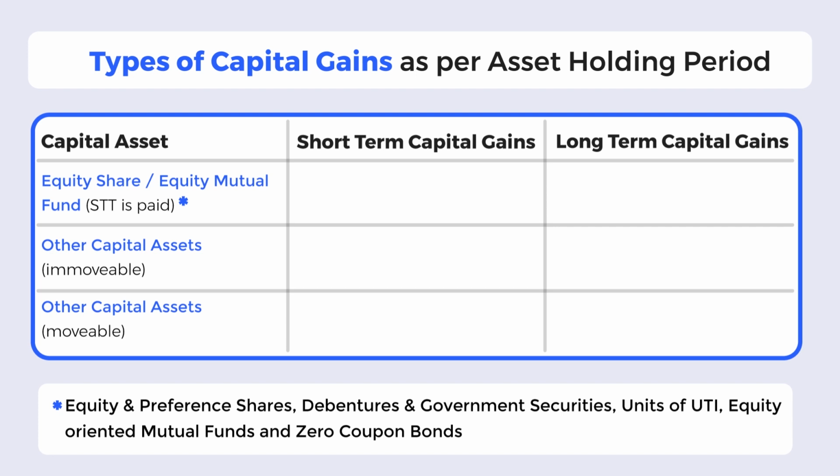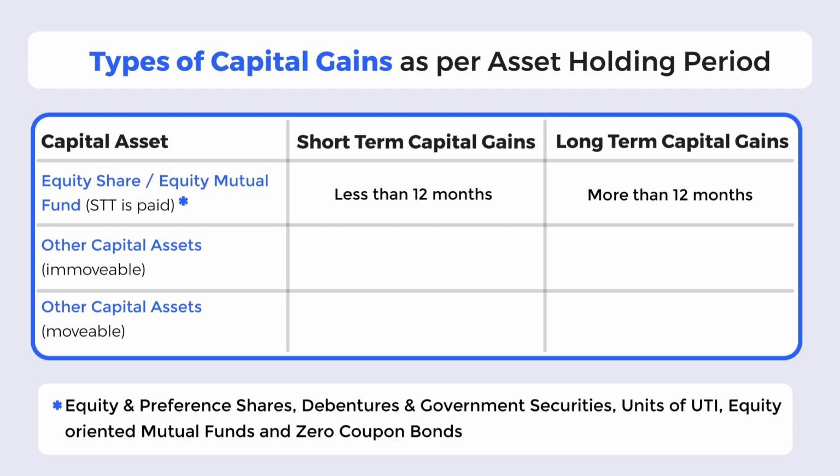For capital assets like equity and preference shares, debentures and government securities, equity-oriented mutual funds, etc., where STT is paid, if such assets are sold within 12 months of purchase, it is considered as short-term capital gains. If such assets are sold after 12 months of purchase, it is considered long-term capital gains.